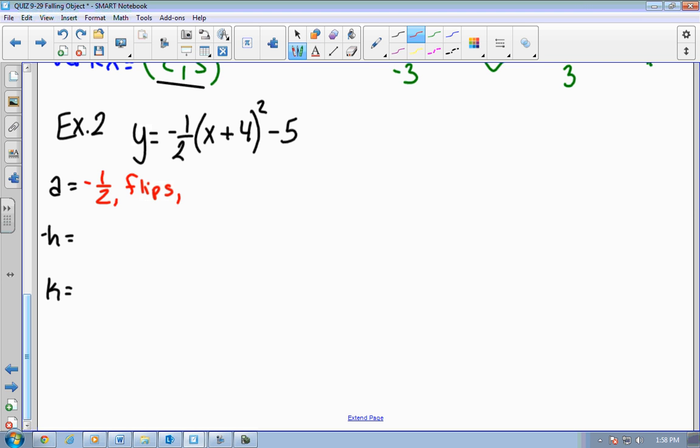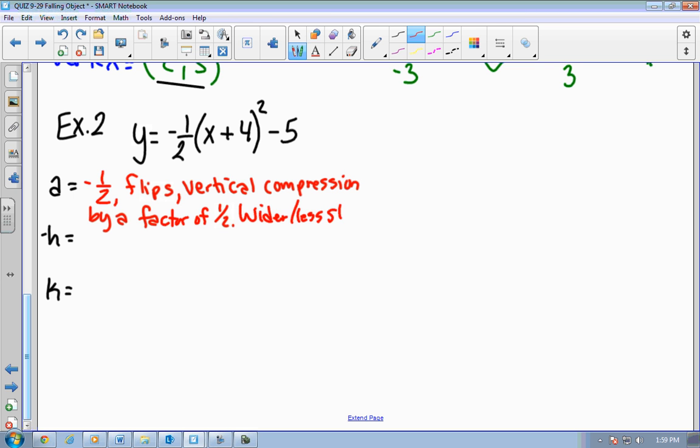Compression, because it's going to ooze out the sides. It goes up 1, out 2. By a factor of 1/2. Vertical compression by a factor of 1/2. So does it get steeper or less steep? If you go up 1, out 2, it's getting wider, so that's flattening it, it's getting less steep. Okay? And we get wider, less steep. A is a handful of stuff that you have to save.